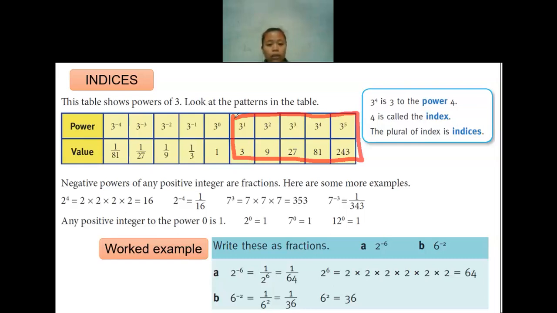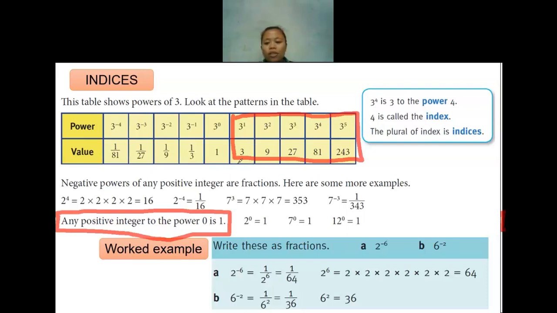Now we have 3 to the power of 0. Everything to the power of 0 will always equal 1. Any positive integer to the power of 0 always equals 1. That is a rule. Everything to the power of 0 is 1. So now you know that 3 to the power of 1 equals 3, and 3 to the power of 0 equals 1.